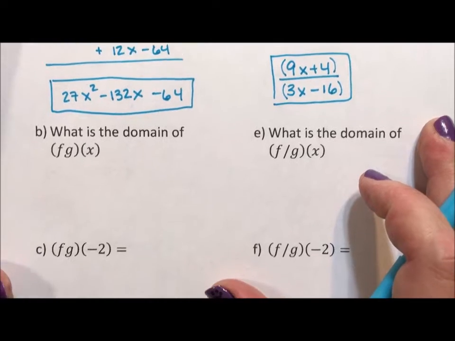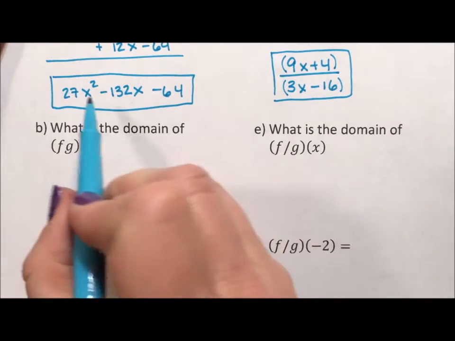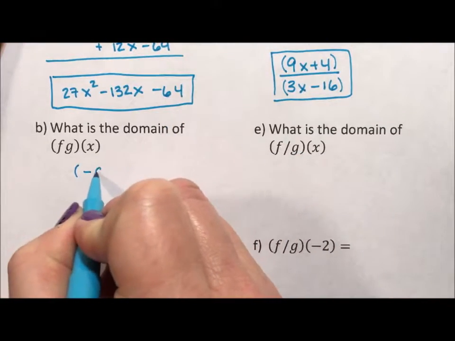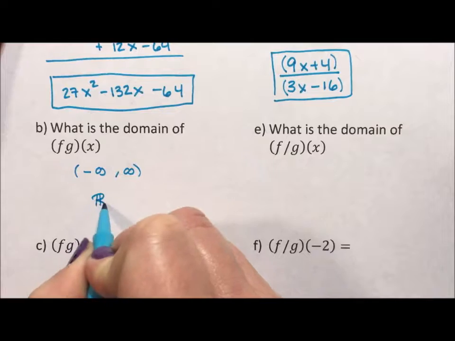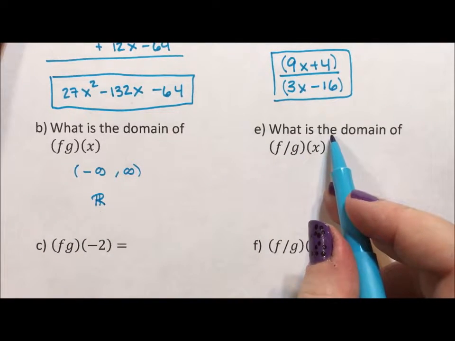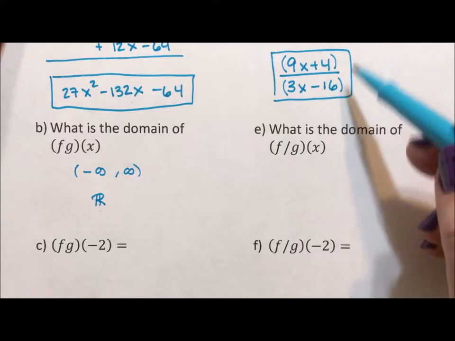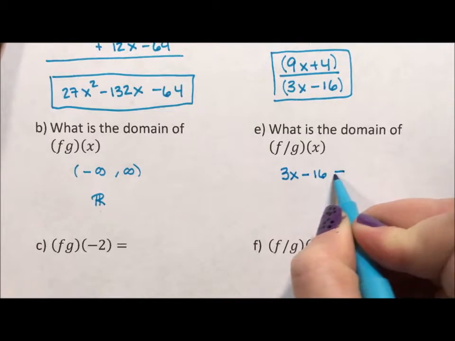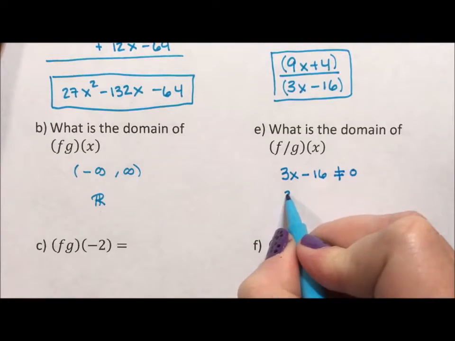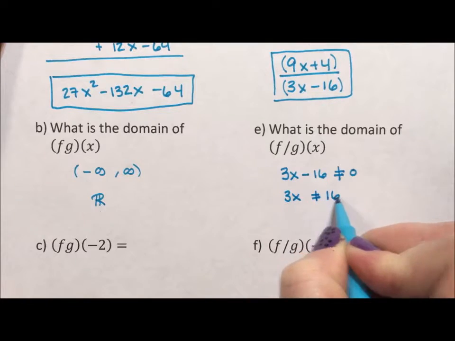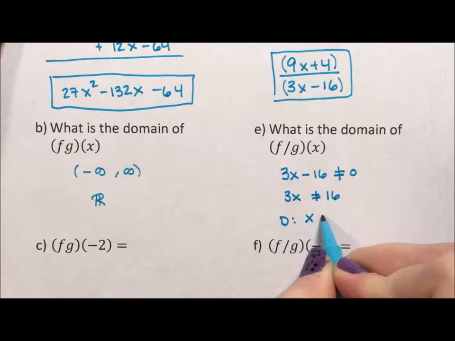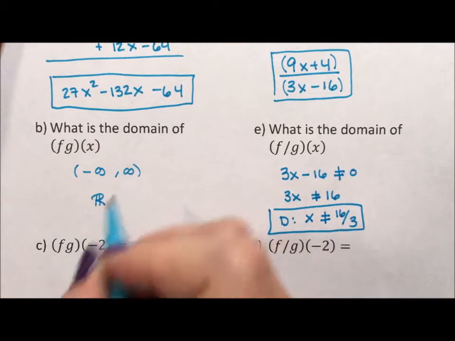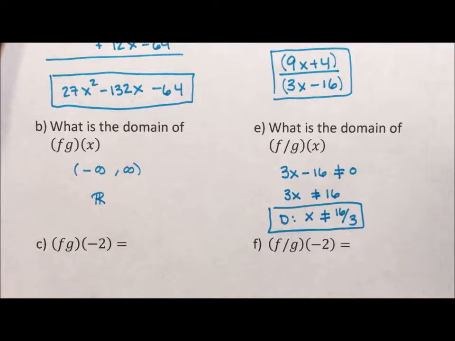Okay, so I'm going to scooch this up. My next question is domain. Because this is a basic polynomial, there are no restrictions on x. So negative infinity to positive infinity, or you can say double-bar R if you prefer. As for the domain of this one, it has a fraction, and we know in a fraction the denominator, 3x minus 16, cannot equal 0, which means 3x cannot equal 16, and my domain becomes x does not equal 16/3. So this is a more interesting domain because we do have a fraction, we do have a restriction.